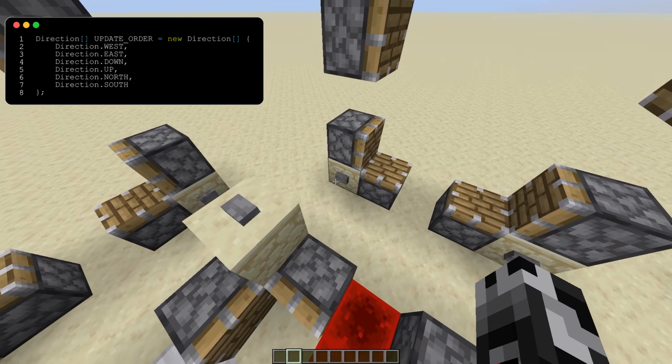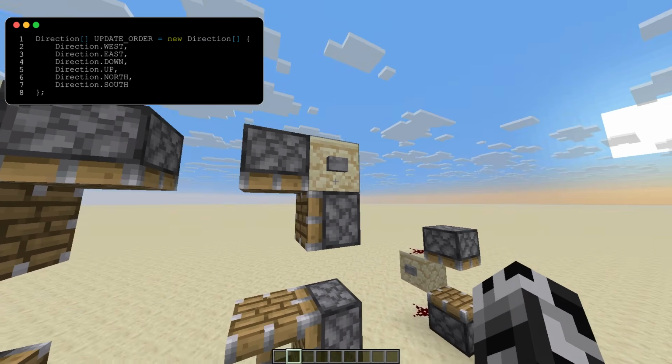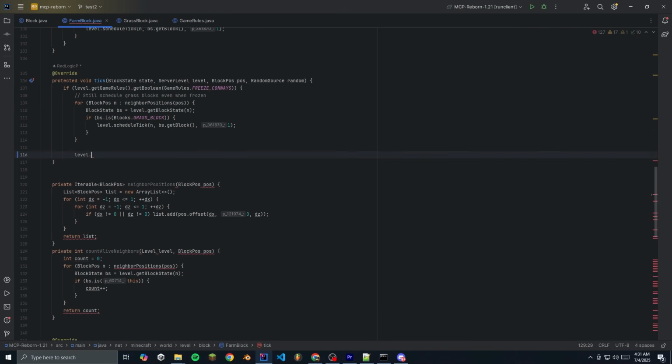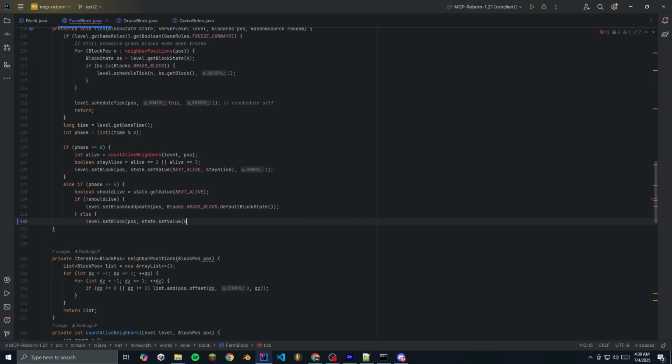Unfortunately for us, this is very different from the update order for Conway's Game of Life, where everything just happens simultaneously. Now, one way to fix this would be to completely rewrite Minecraft's tick update system, but that's a lot of work. Thankfully, there's an easy workaround.